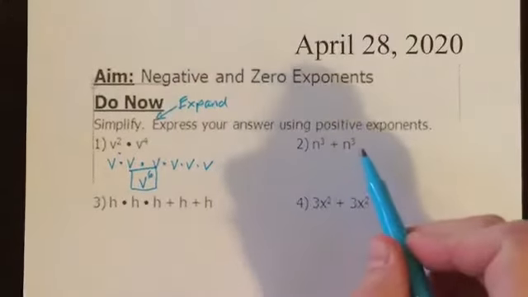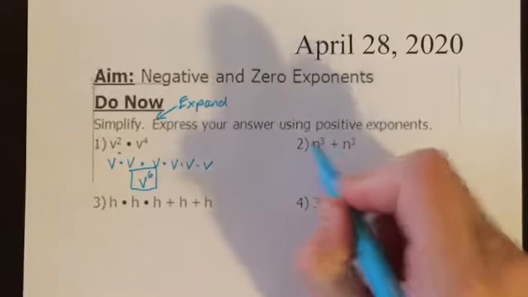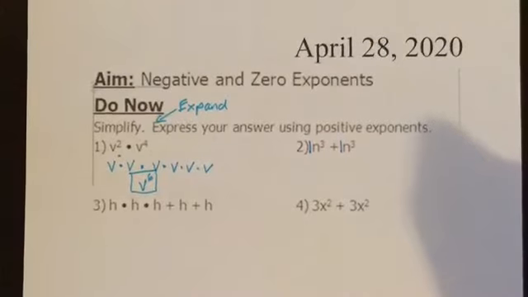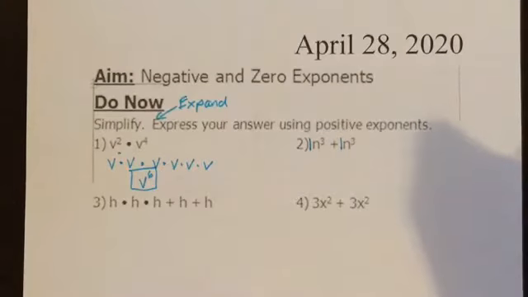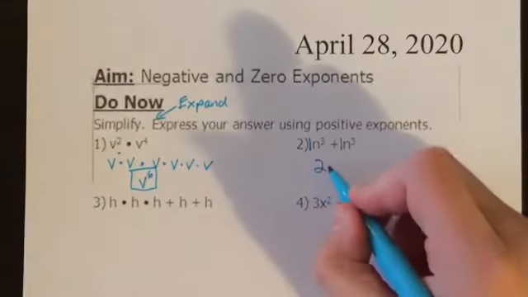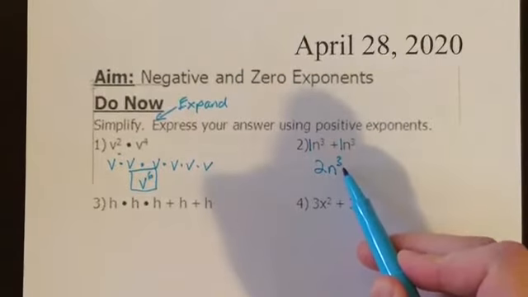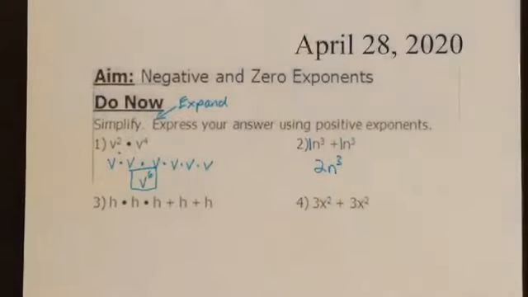n to the third plus n to the third, those are like terms. We remember they each have a coefficient of 1. So 1n to the third plus 1n to the third would be 2n to the third. Notice the exponent doesn't change because we're not multiplying n's together. We're just adding two like terms together.